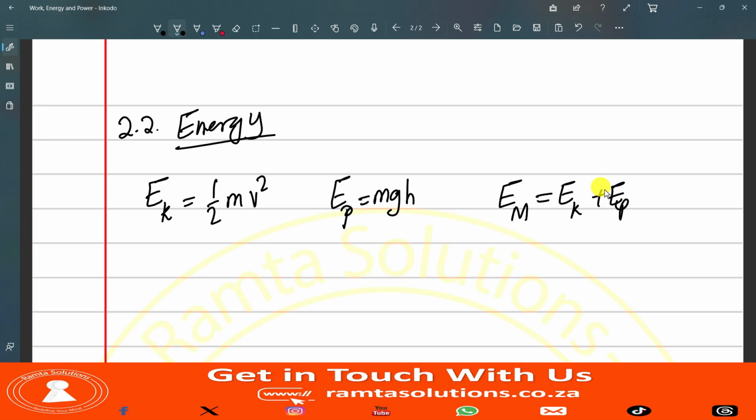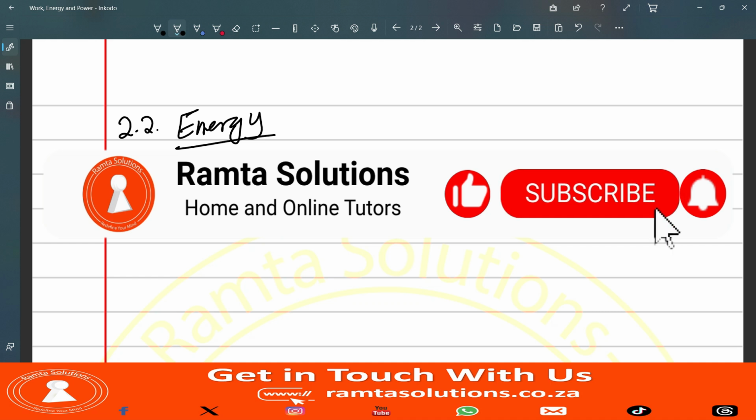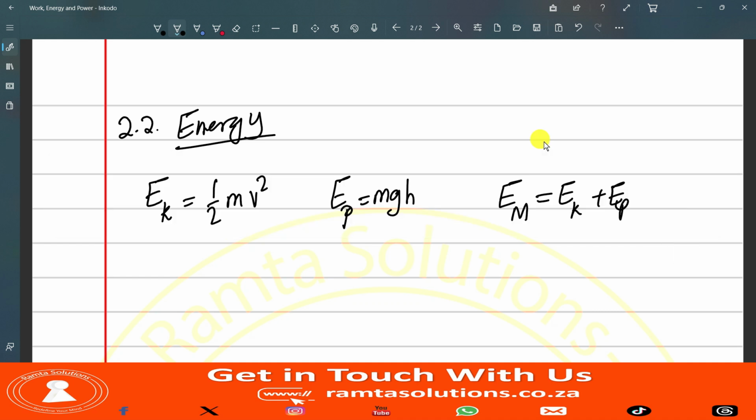Okay, perfect. Now, you can calculate kinetic energy at any point in your motion. Same applies to potential energy, even mechanical energy. You can calculate them at any point. Now, this will also lead you to the law of conservation of mechanical energy. It's important that you know it.